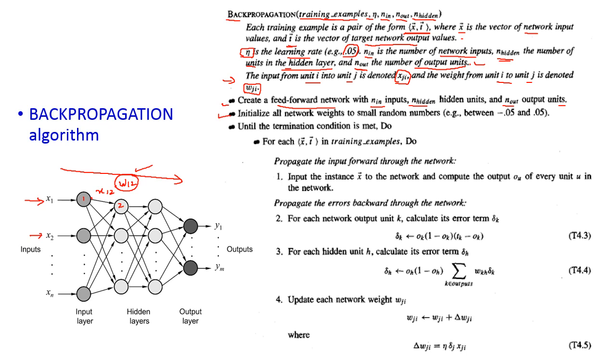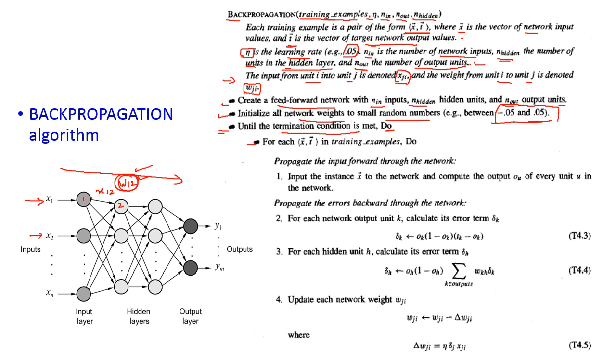The next step is to initialize all the network weights to small random numbers. So we have to initialize the weight values for all the inputs between minus 0.05 and plus 0.05. And the third step is, until the termination condition is met, we have to do the following steps repeatedly.